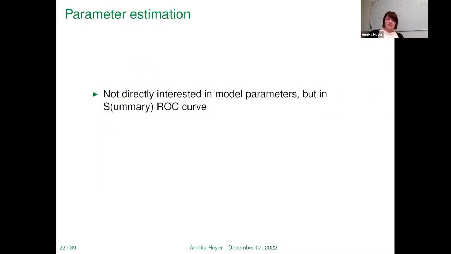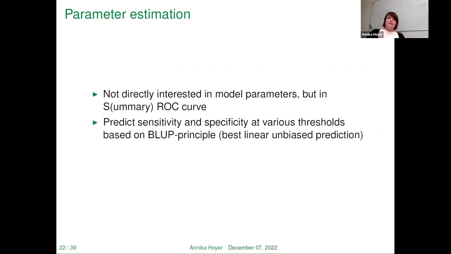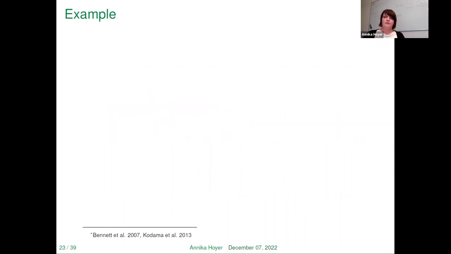We are interested in the summary ROC curve, so in the meta-analytic ROC curve. And therefore, we predict sensitivity and specificity at various thresholds based on the best linear unbiased prediction principle. So we estimate our distributions, then we use the corresponding survival functions and predict the survival probabilities, which are in our case sensitivity and specificity at various thresholds. And then we get a full ROC curve, a full meta-analytic ROC curve.